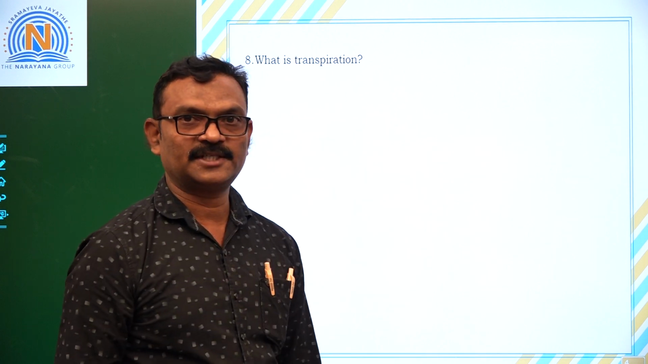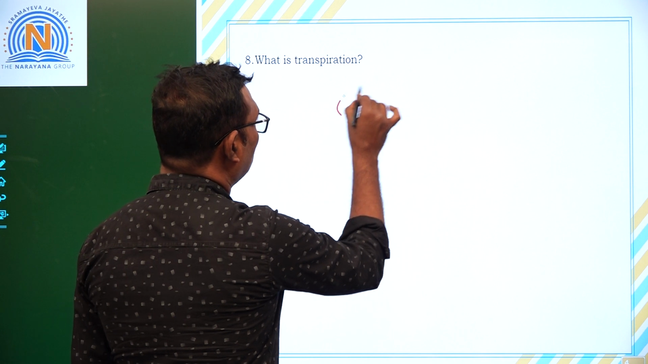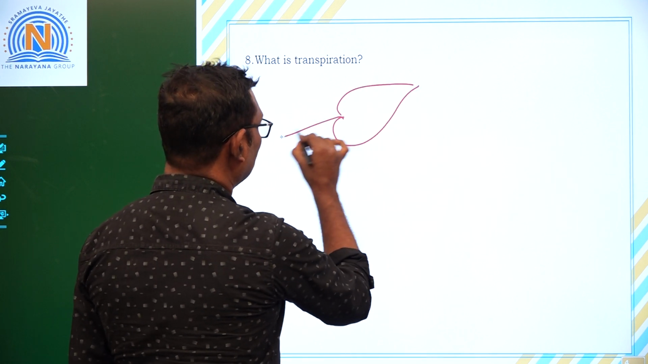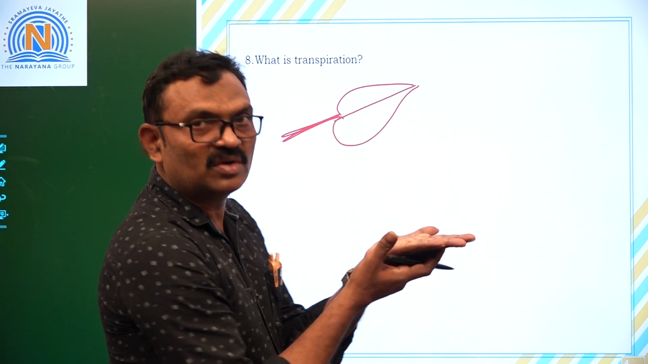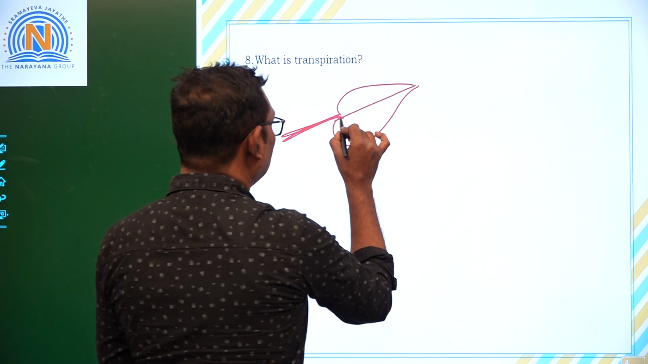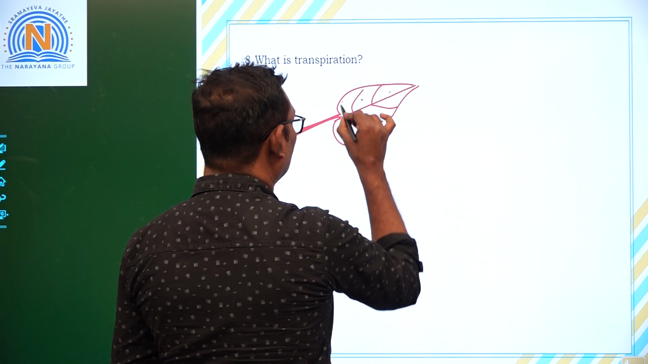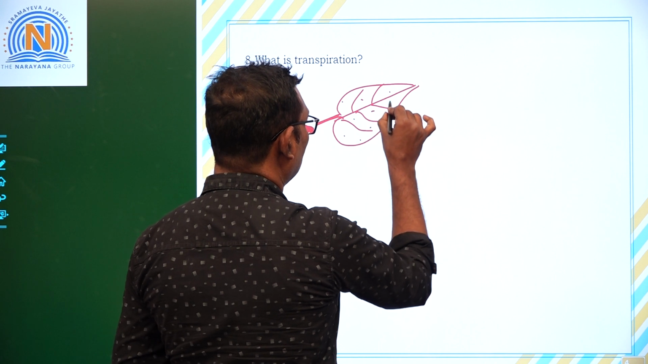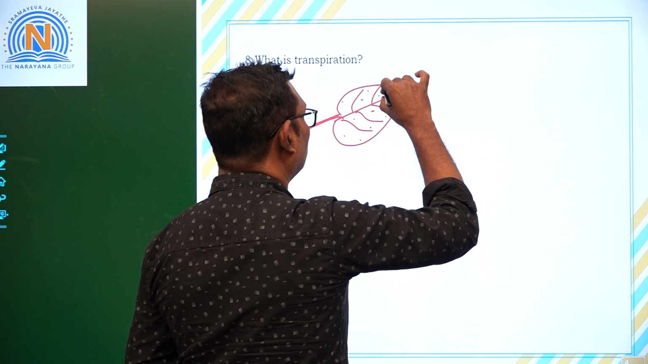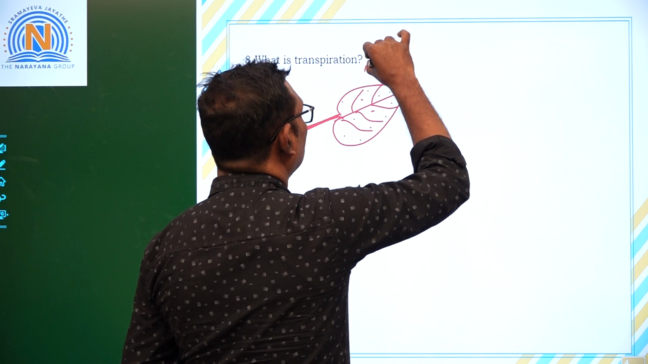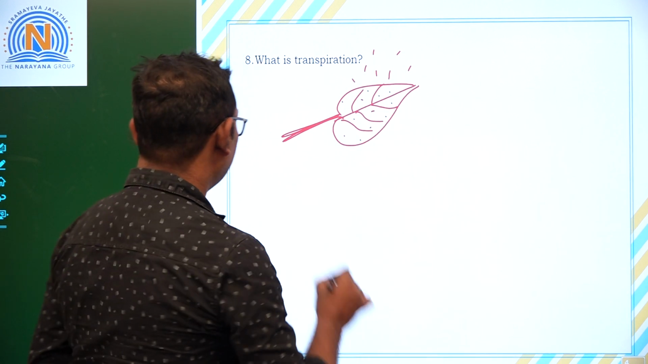Okay. Yes. And next, last question. What is transpiration? Suppose a plant has a number of leaves. You will see under the surface of the leaf there are a number of small pores. These are called stomata. Through the stomata, the excess water from the plant goes outside in the form of water vapor. Okay, that process is called transpiration.